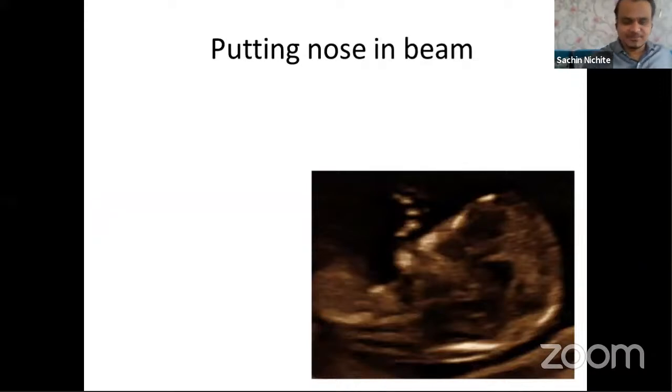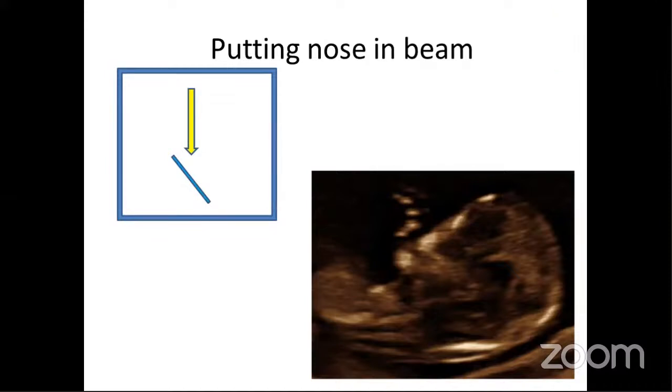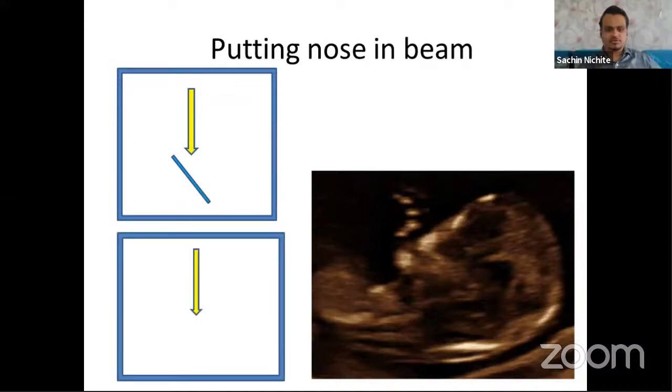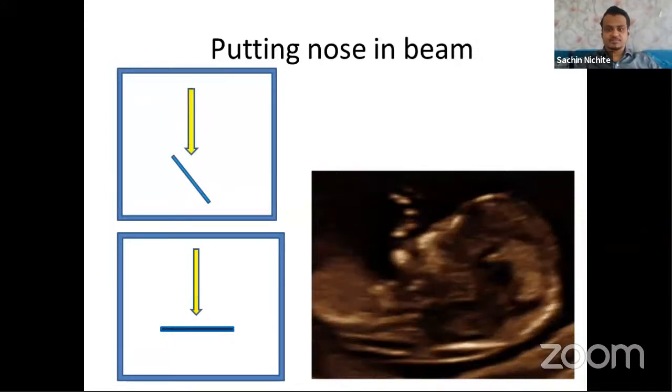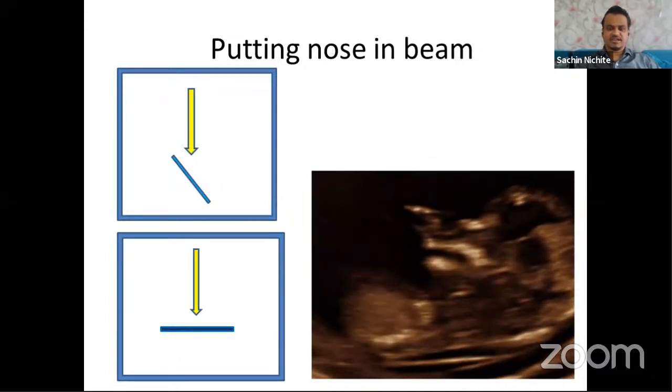Putting nose in the beam. This is important. Many times we start taking the NT scan, and we do not see the nasal bone properly. Whenever the nasal bone is at an angle to the ultrasound probe, it may not shine correctly or you may not get the length properly. So it's a basic skill that if I turn the nasal bone into the ultrasound beam, the nasal bone shines properly. See, have a look here. I am turning the probe and the nasal bone shines very nicely. So it has to be perpendicular to the ultrasound beam to get the nasal bone complex very nicely.